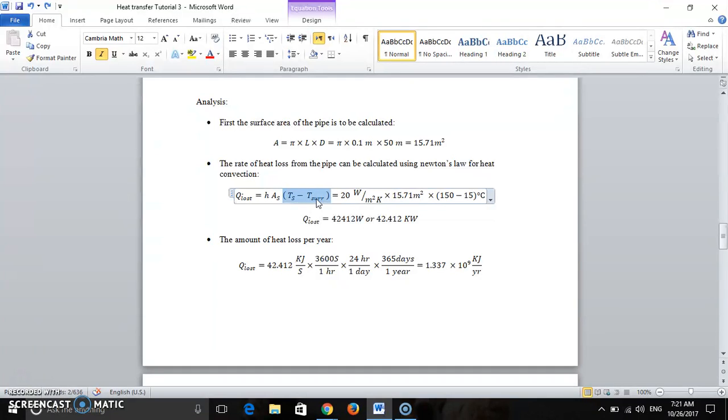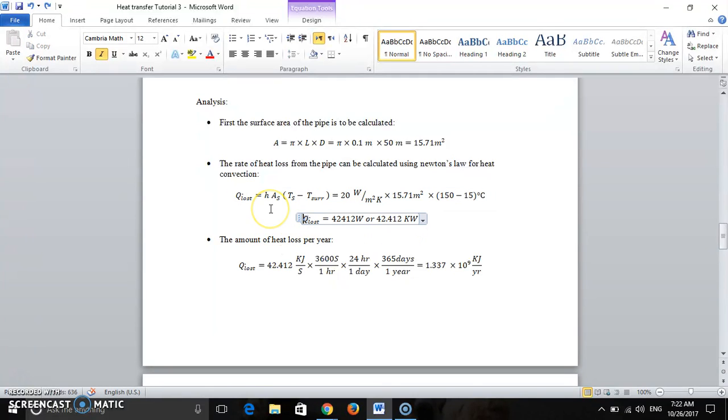Ts is equal to the outer surface temperature of the pipe, which is 150. T surrounding is the space temperature, which is 15. The area is already calculated here, and h is given in the question to be 20. So if we calculate the heat loss, we find that it is equal to 42,412 watt, or we can convert it to kilowatt, 42.412.